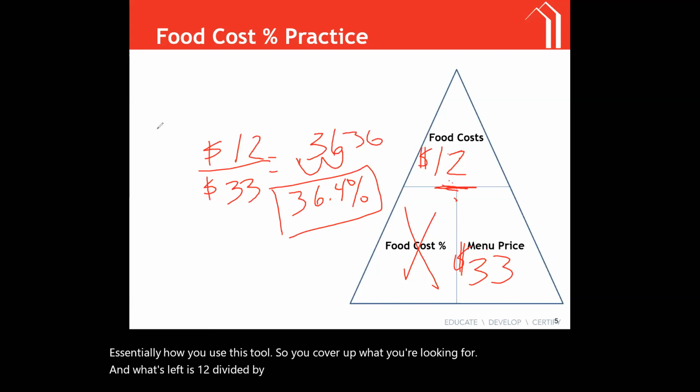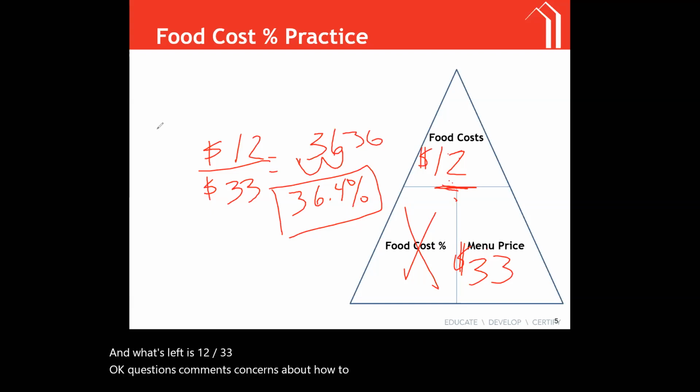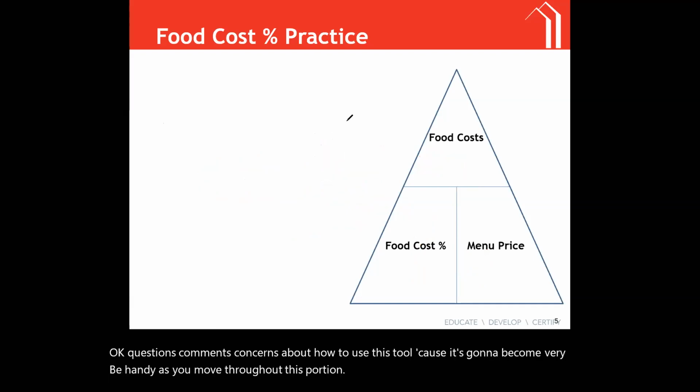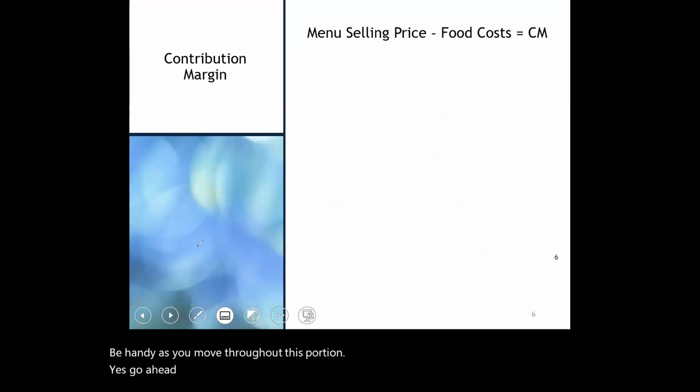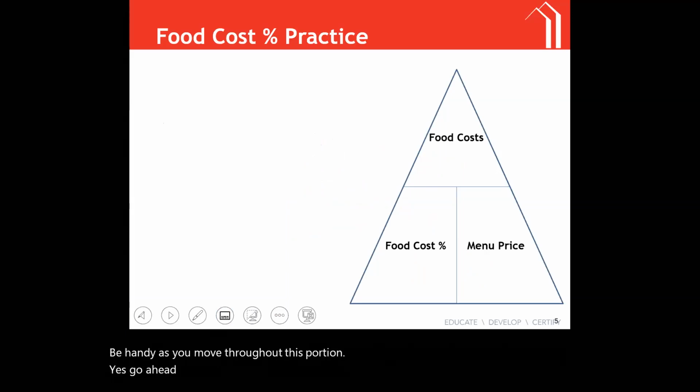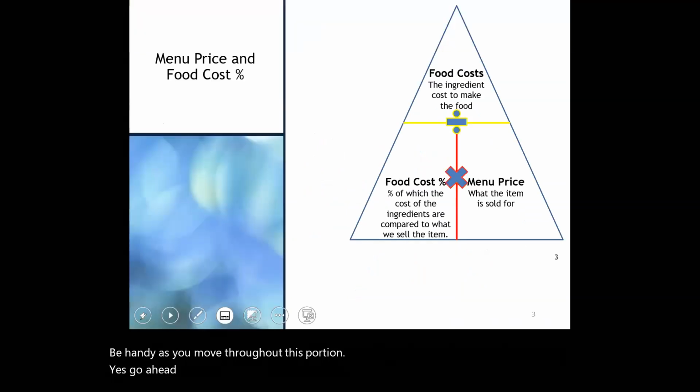Okay, questions, comments, concerns about how to use this tool, because it's going to become very handy as you move throughout this portion. I have a question. Yes, go ahead. So going back to the pyramid, if you're looking for one of the bottom, you're going to divide. If you're looking for the top, you're going to, no, if you're looking for one of the bottom acrossways, you're going to multiply. But if you're looking for the top, you're going to divide. I'm not sure when to do the division or the multiplication.